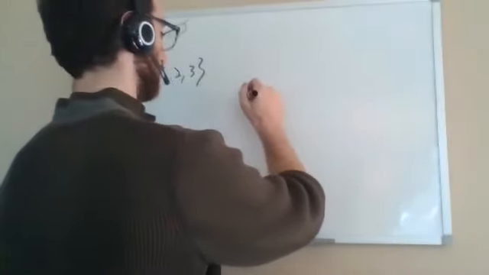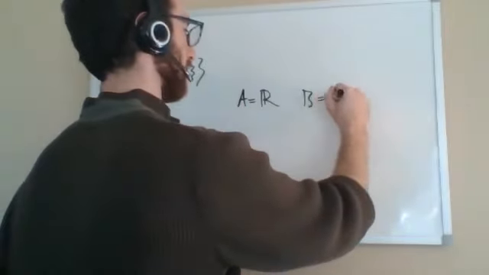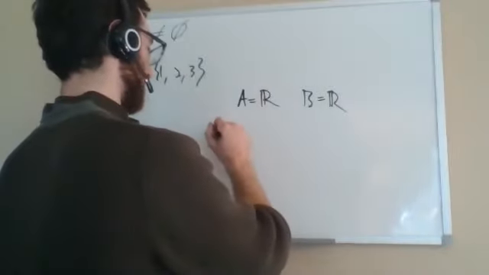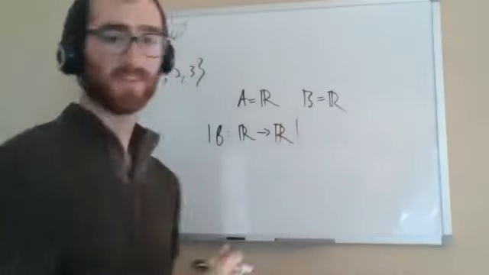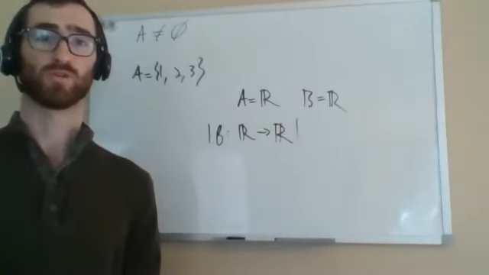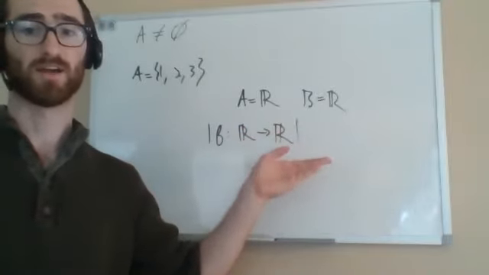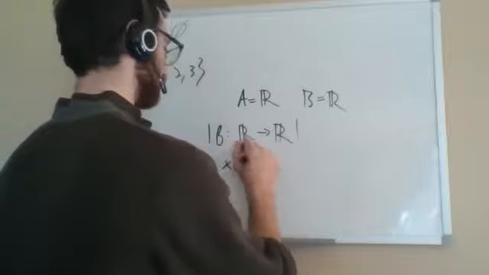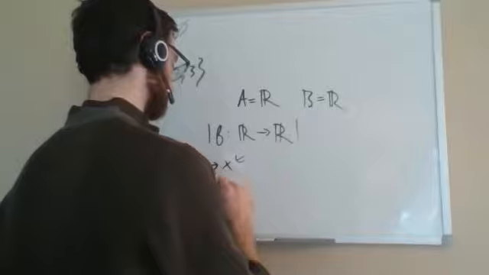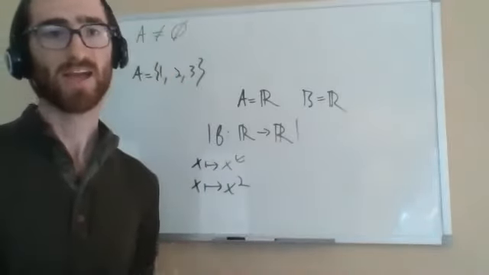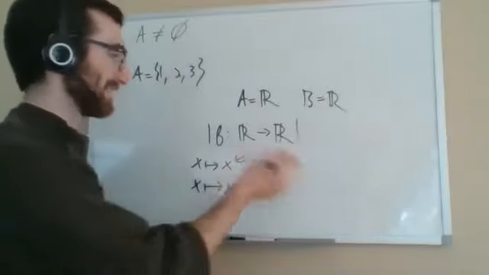So for instance, when my A is equal to R and my B is equal to R, and I'm asking for the size of the set of functions f from R to R, this is wildly huge. There is an unbelievable number of functions in here, of which x maps to x is one, x maps to x squared is another, and there are mind-boggling numbers of other functions inside this set.